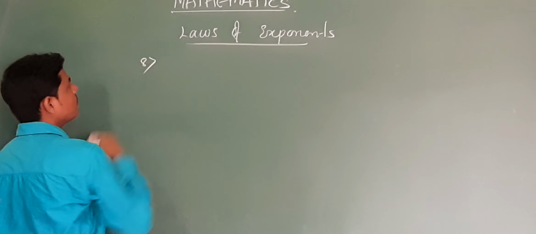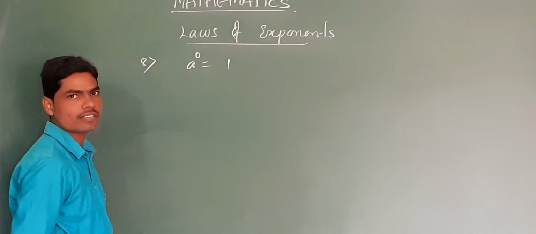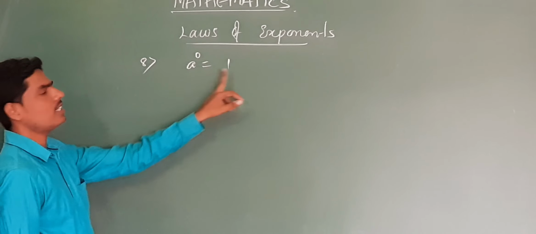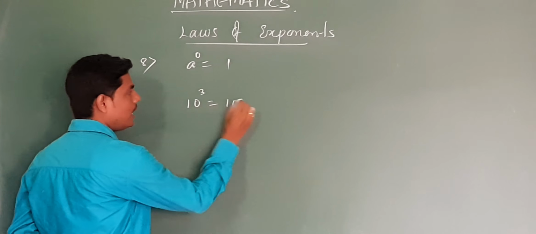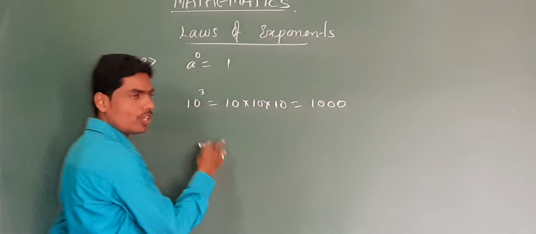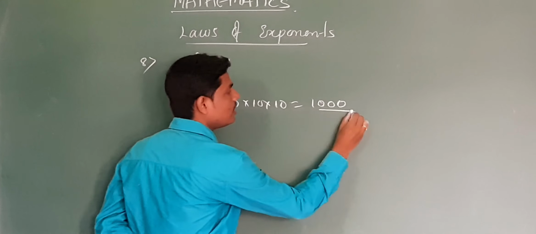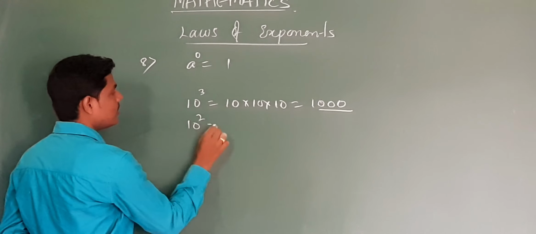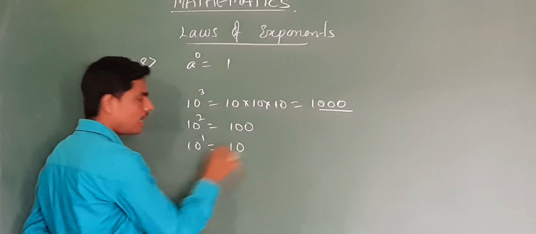Next, last but not least, a power 0 is equal to 1. Something power 0 is equal to 1. For example, 10 to the power of 3. That means 10 into 10 into 10 is equal to 1000. So for power 3, you can take 3 zeros. 10 square is equal to 100. 10 to the power of 1 is 10.